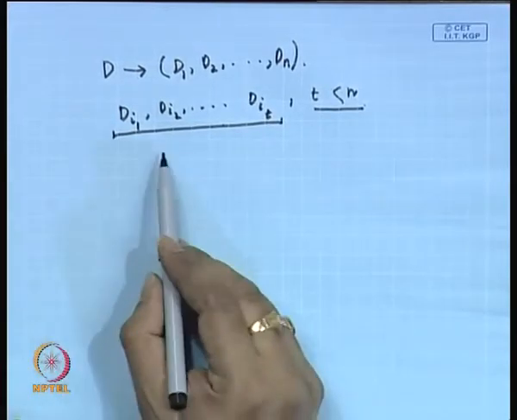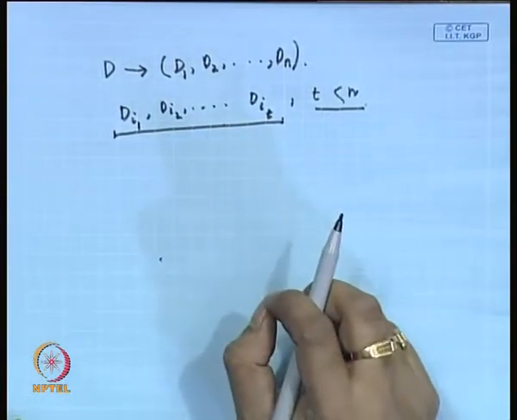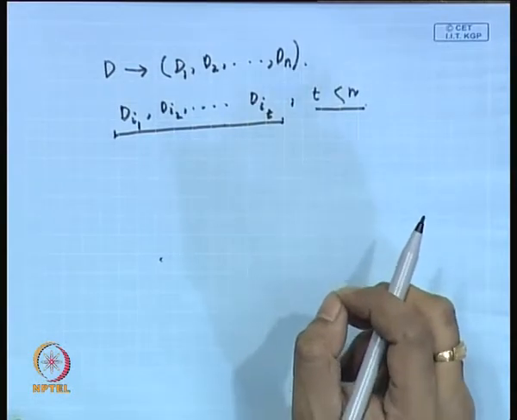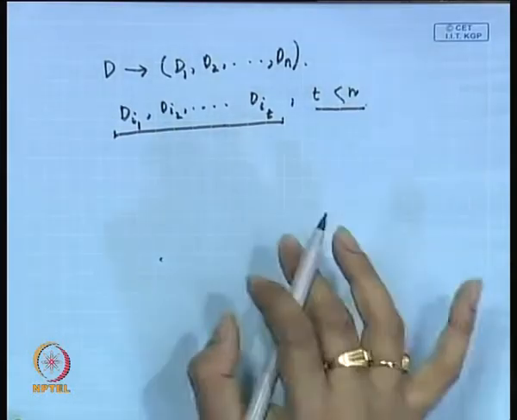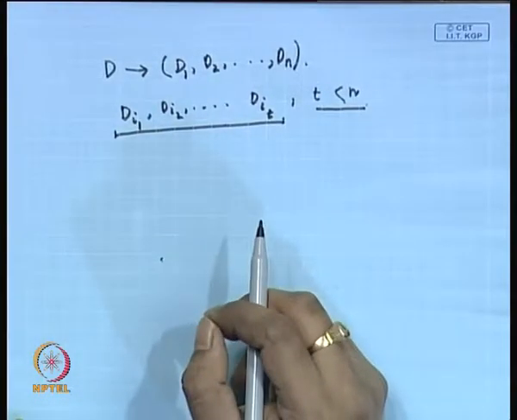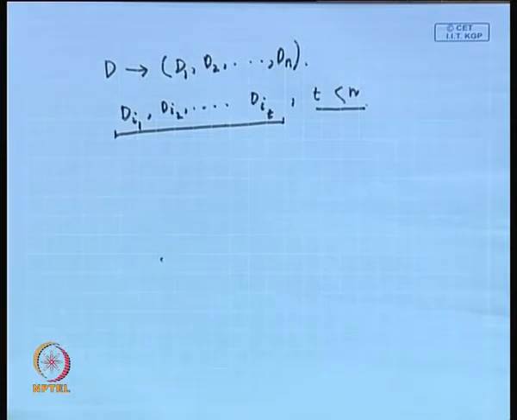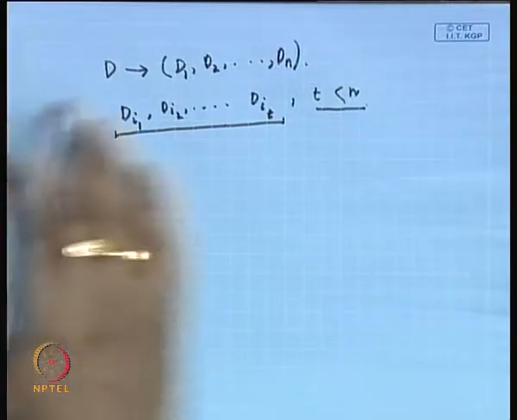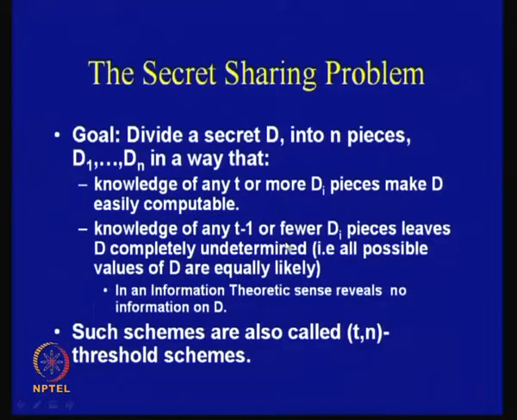But if the number of shares is less than t, even if it is t minus 1, then the information leaked about D should ideally be 0. That is, if t minus 1 adversaries combine, they should not be able to recover the secret. So the knowledge of any t or more di pieces makes D easily computable, but the knowledge of any t minus 1 or fewer di pieces leaves D completely undetermined. That is, all possible values of D are equally likely.